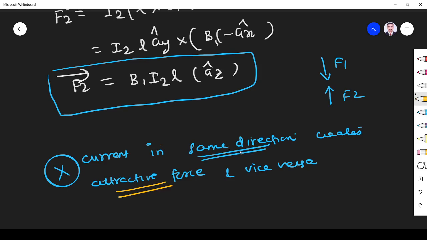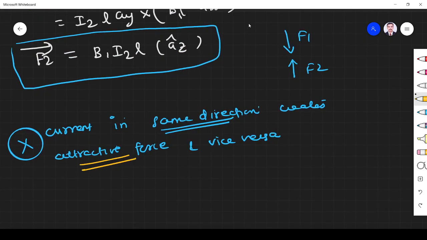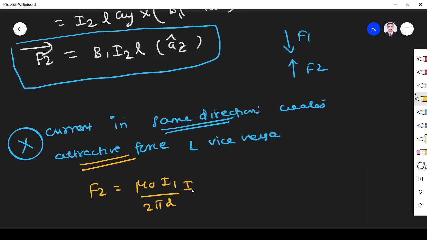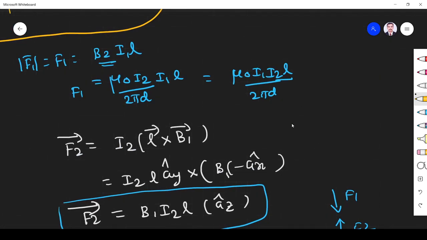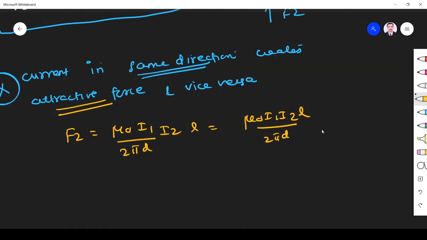So what is the magnitude? You see the magnitude will be the same. Why? The magnitude of F2 is given by B1, which is mu naught I1 divided by 2 pi d, times I2, since the magnitude of AZ is 1, into L. So mu naught I1 I2 divided by 2 pi d into L. You see, the magnitude of F1 is equal to F2. The magnitude is the same, but the direction is attractive.